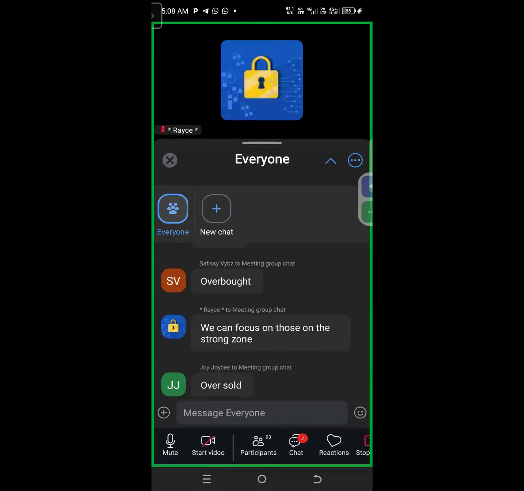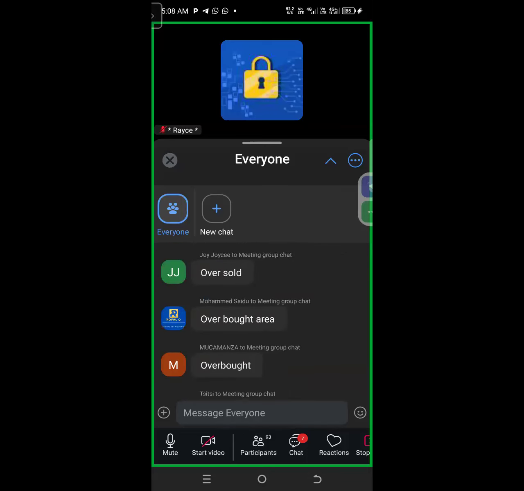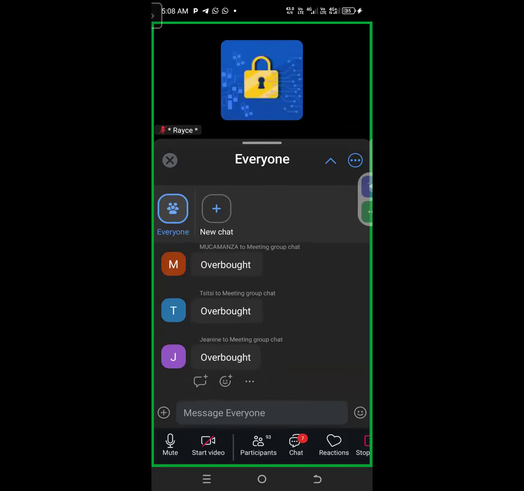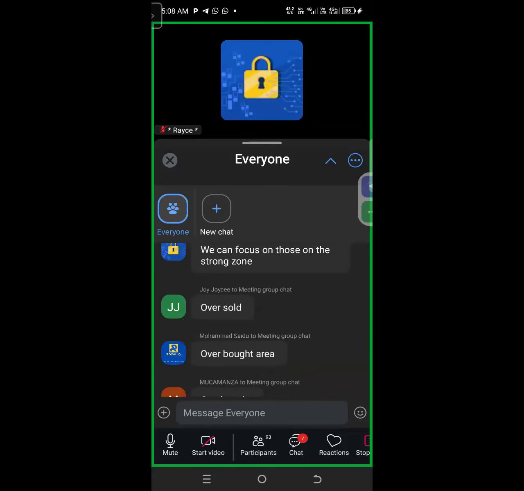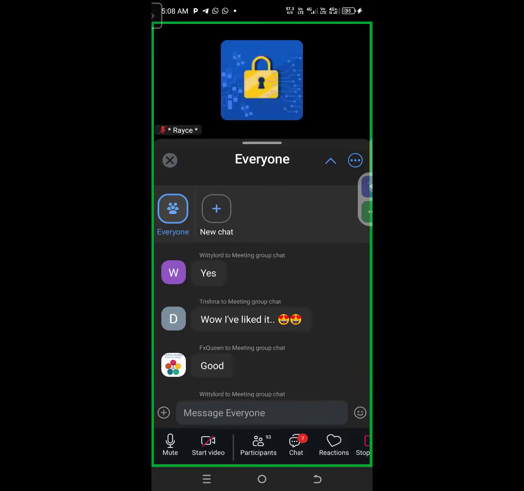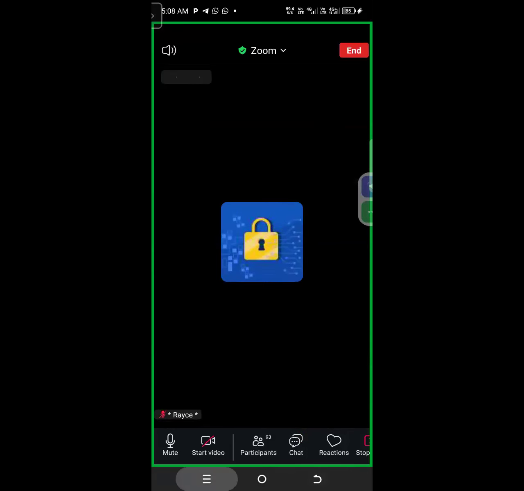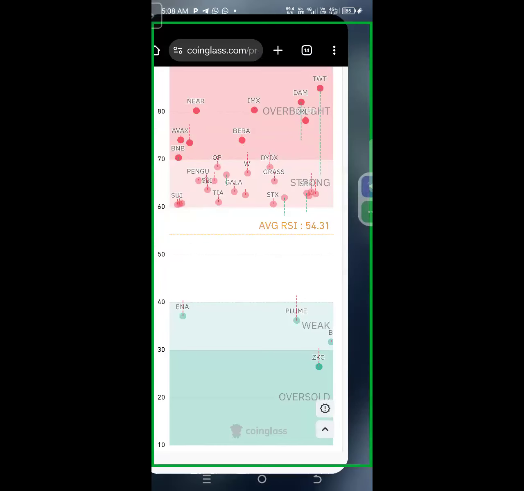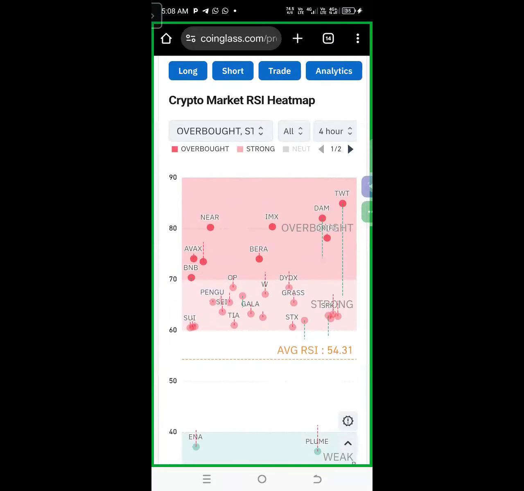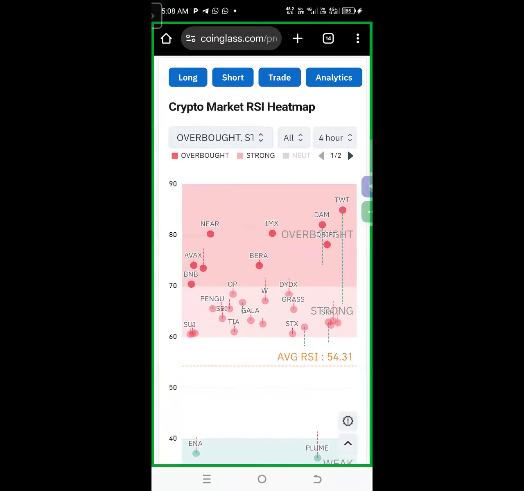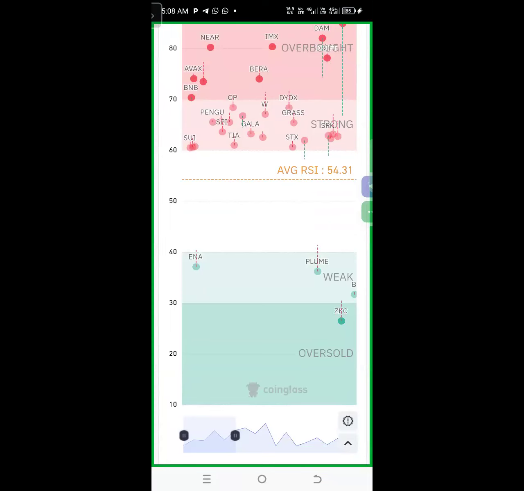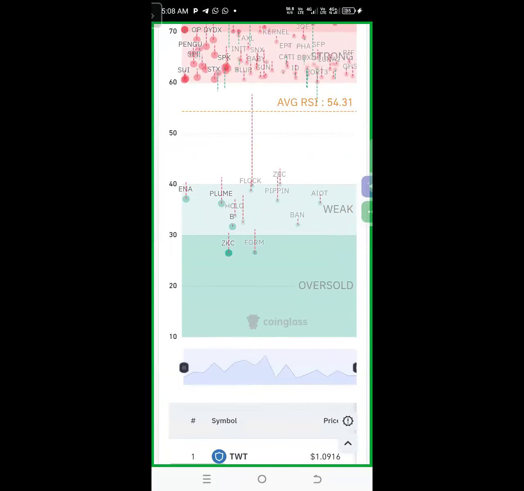Okay, overbought area. All right, then let's go. So the masters are saying we should go on the overbought area. All right, let's proceed then. Since we should spot out opportunities in the overbought area, we have all the assets here. Let me extend it.